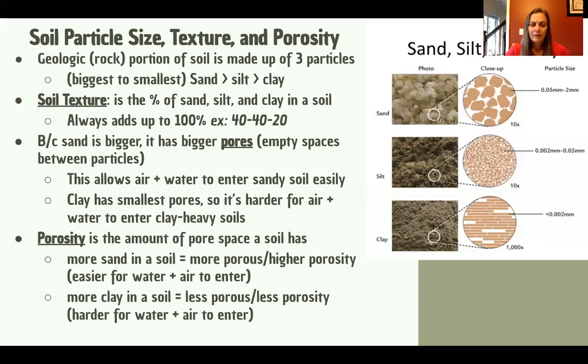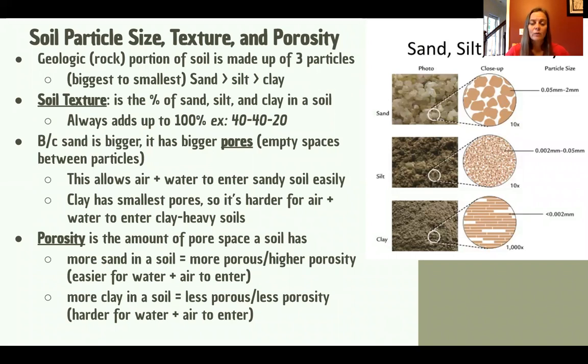So one of the key characteristics of soil is the particle size, which leads to texture as well as porosity. The abiotic portion of our soil, or our geologic portion of our soil, is made up of 3 types of particles. And those are sand, silt, and clay. Sand is the largest particle, silt is a smaller particle, and clay is tiny, tiny, tiny particles.